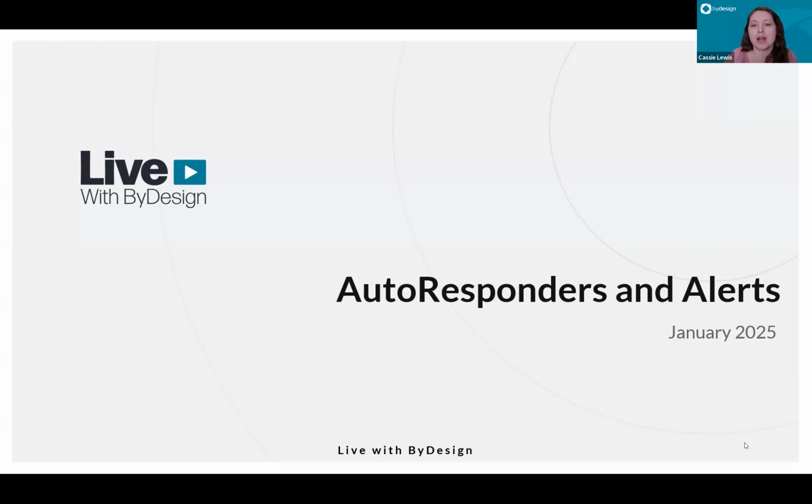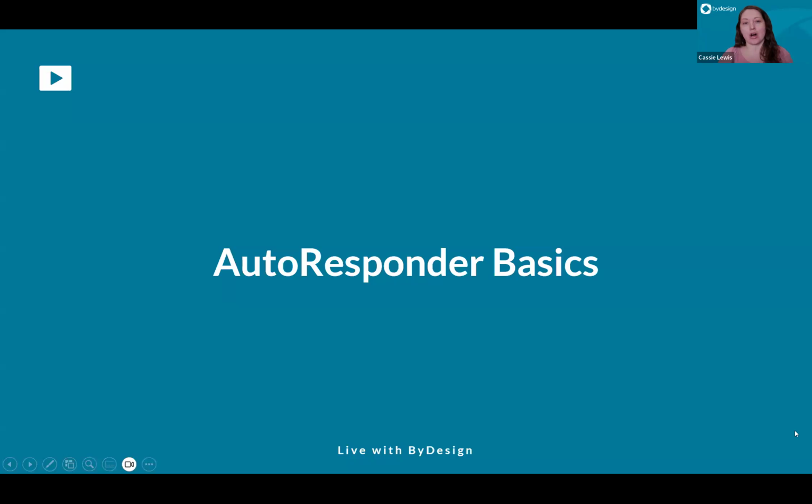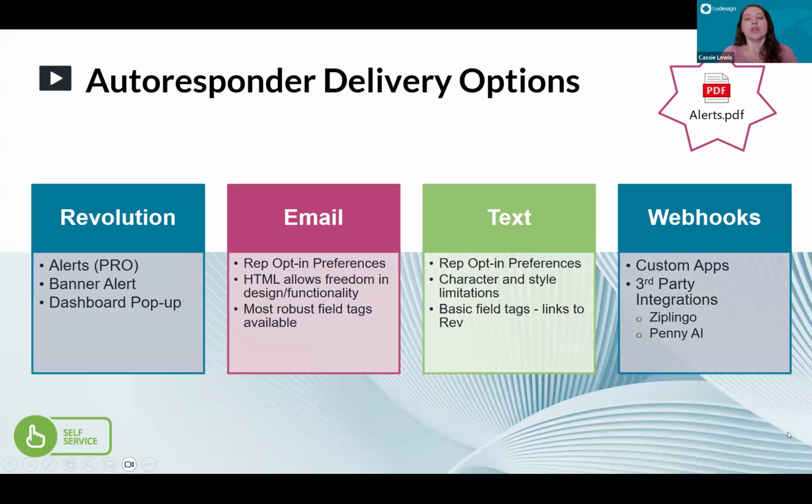So starting with a little bit of basics about the autoresponder platform. So autoresponders are basically automated responses. Okay, so automated communications that can be configured in the ByDesign system. So in the Freedom back office at the corporate level, you can configure as many of these as you want. And once you configure them, the communication will automatically go out anytime somebody qualifies to receive it.